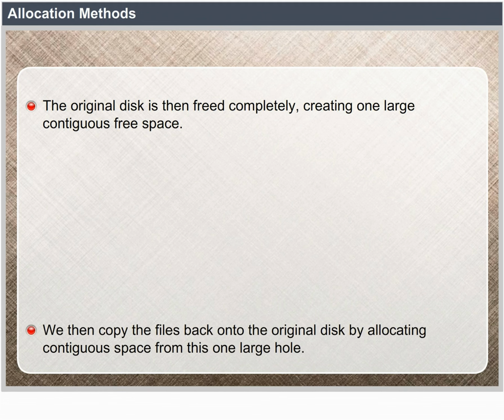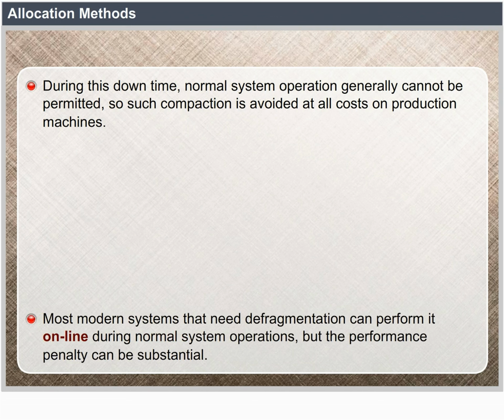The cost of this compaction is time, however, and the cost can be particularly high for large hard disks. Compacting these disks may take hours and may be necessary on a weekly basis. Some systems require that this function be done offline with the file system unmounted. During this downtime, normal system operation generally cannot be permitted, so such compaction is avoided at all costs on production machines. Most modern systems that need defragmentation can perform it online during normal system operations, but the performance penalty can be substantial.